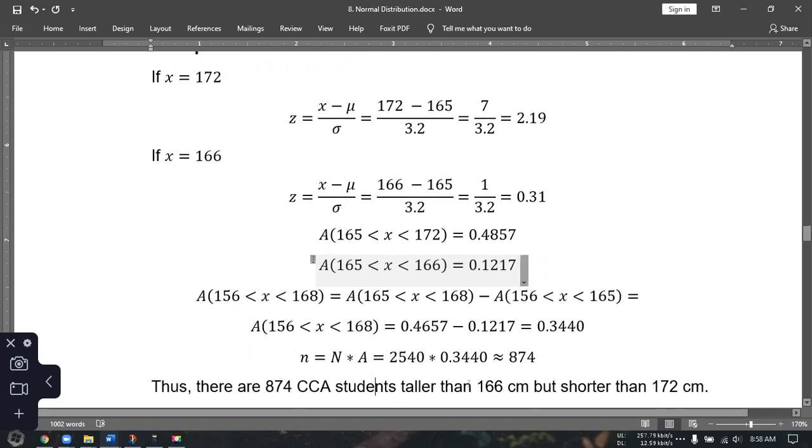So our conclusion, there are 874 CSA students taller than 166 centimeters but shorter than 172. Okay, any question?